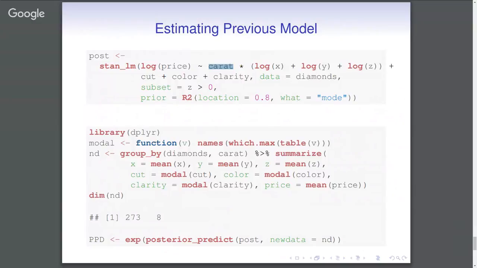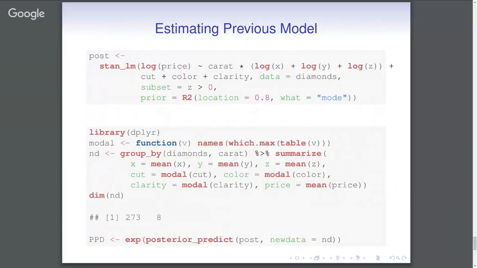Having estimated that, I can create a new data set using the dplyr package, where I just get the mean value of x, the mean value of y, the mean value of z for every subset of the data that has this or that number of carats. For these categorical variables, I just take the modal value within that stratum, and I make a new data set. So that's going to have 273 rows, which is the number of unique values in the carat variable. And it has these 8 columns that I've made here.